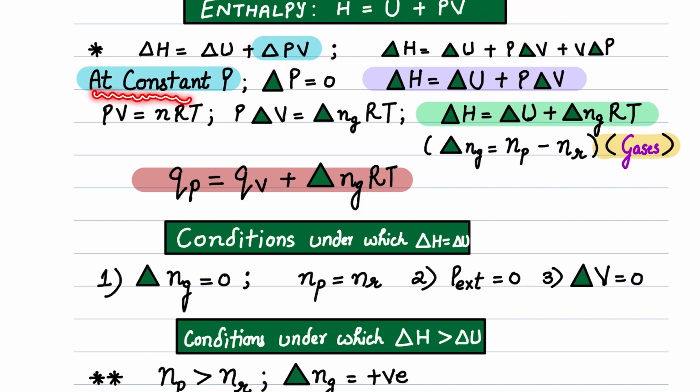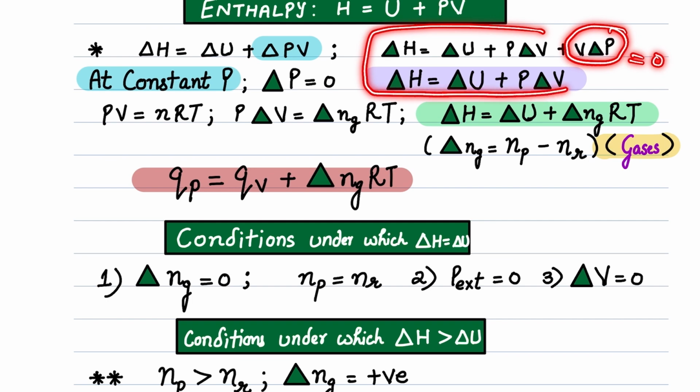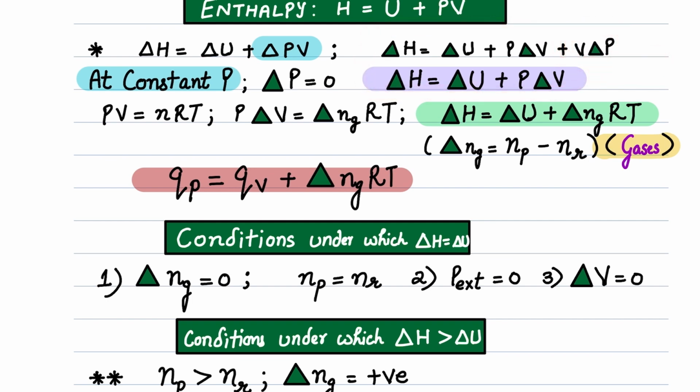So at a constant pressure, our delta P is equal to 0. So this term V delta P becomes equal to 0 in this case. So we are only left with delta H is equal to delta U plus P delta V, which is generally mentioned in your books, but remember that the actual formula is delta H is equal to delta U plus P delta V plus V delta P.